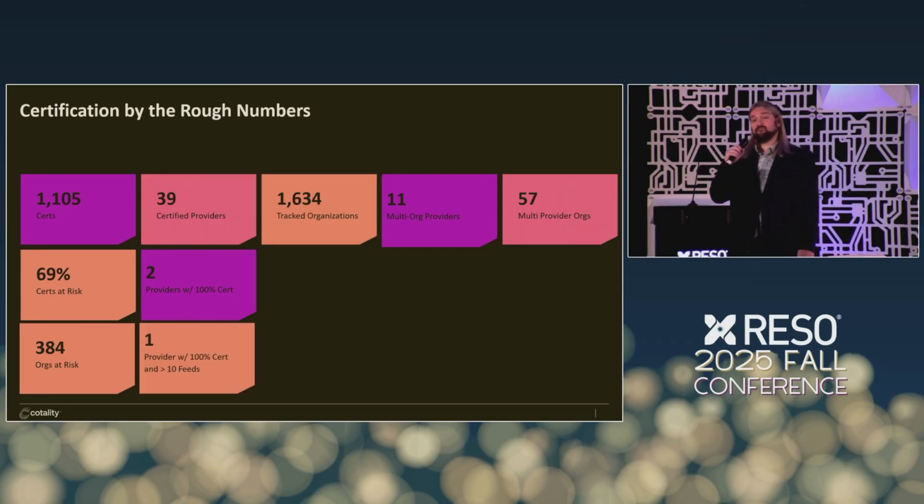There's only 1 provider today that has more than 10 feeds and is 100% compliant. I was reminded that we're not pitching from the stage, but I saw a lot of pitching yesterday, so I'll just leave it at that. There is only 1 organization that is currently at 100% and over 10 feeds.